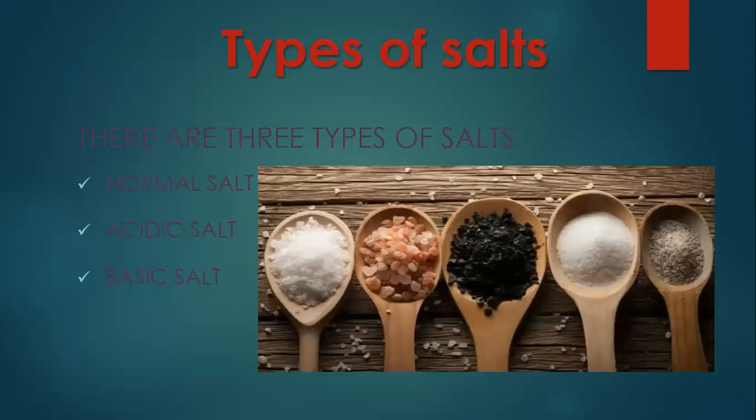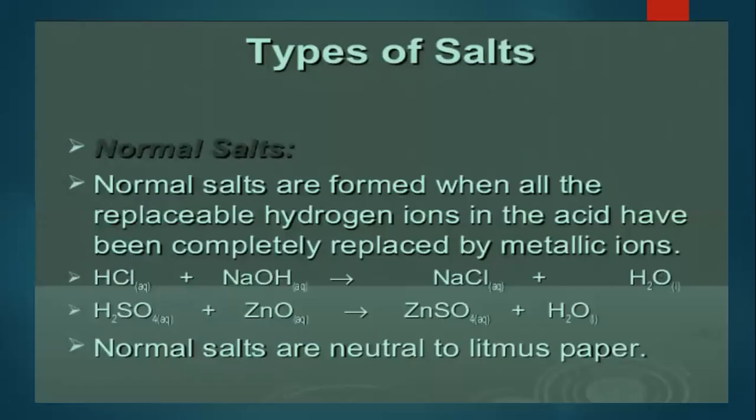Now come towards types of salts. There are three main types of salts: normal salts, acidic salts, and basic salts. Let us discuss these types one by one. Normal salts. Normal salts are formed when hydrogen ions in the acids are completely replaced by metal ions, and the salt has no hydrogen ion or hydroxide ion in its formula. These normal salts are neutral to litmus paper and have pH around 7.